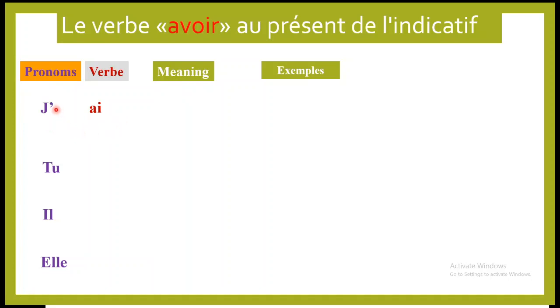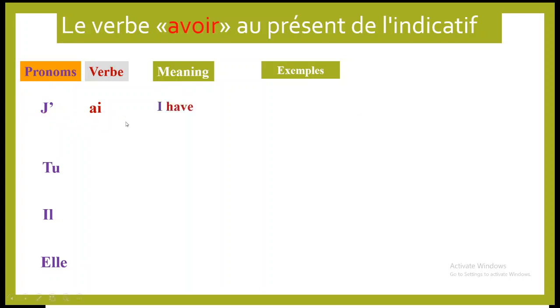So we have the apostrophe because the word over here is starting with a vowel. This e, so we can have e over here. That is why we are having the apostrophe instead of the je itself. So we read the two together. J'ai.